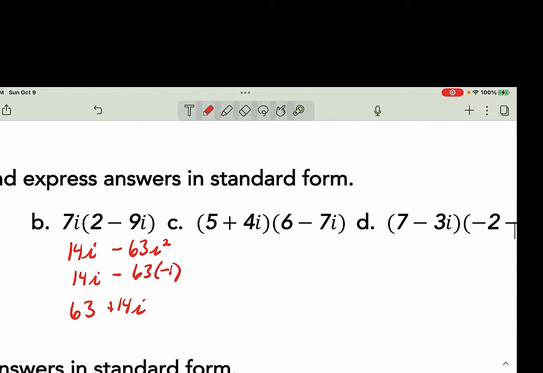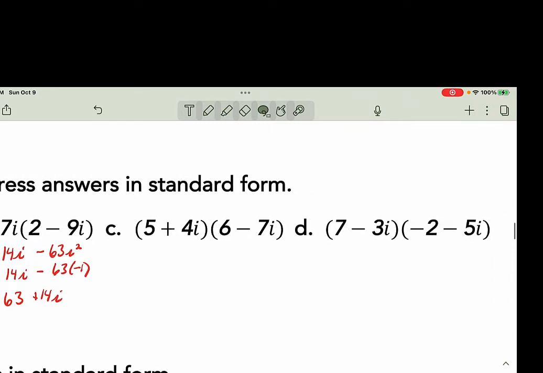And then our next problem consists of two complex numbers, so we have to FOIL. So we're going to first do 5 times 6, which is 30. Outside will be 5 times negative 7i, minus 35i. Inside is 6 times 4i, plus 24i. And of course, last is 7i times 4i, which is going to be minus 28i squared.